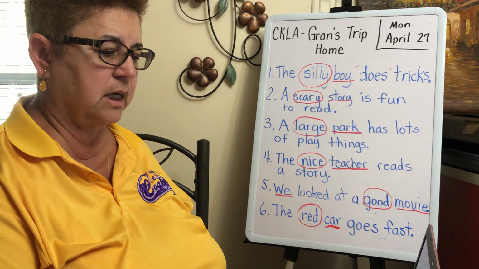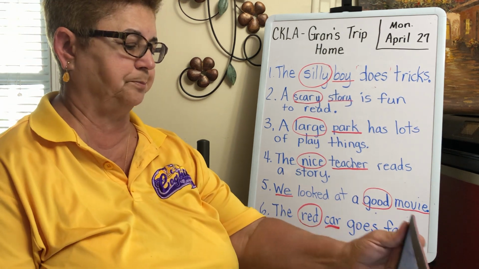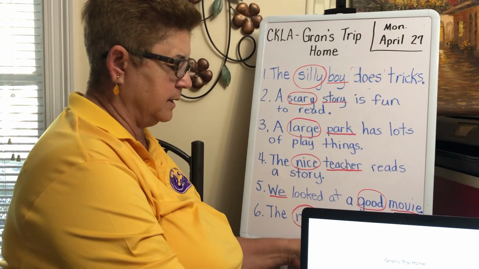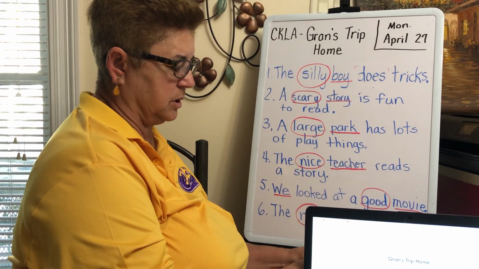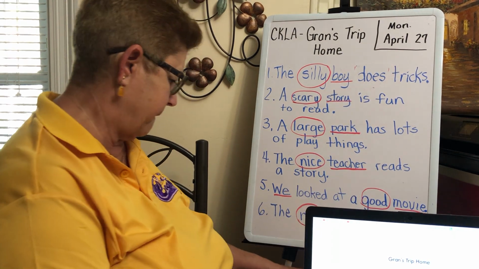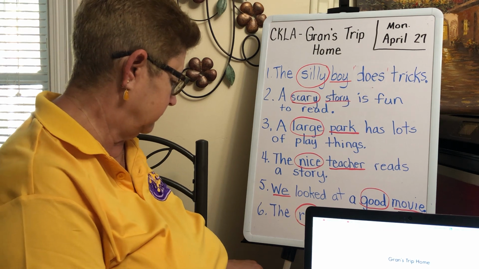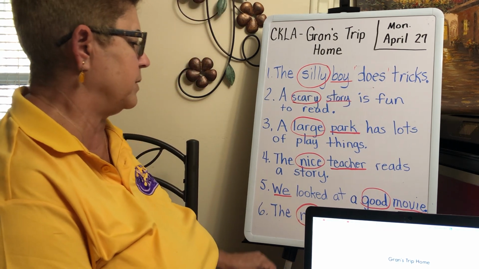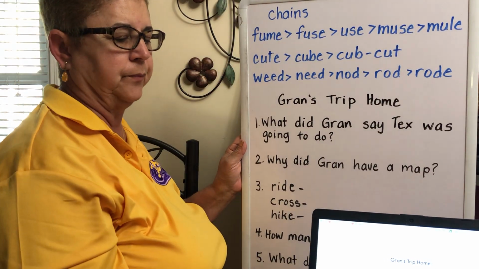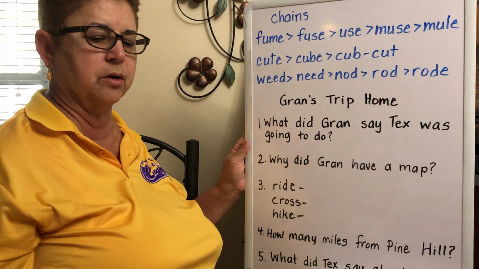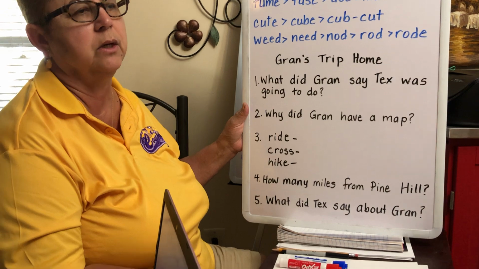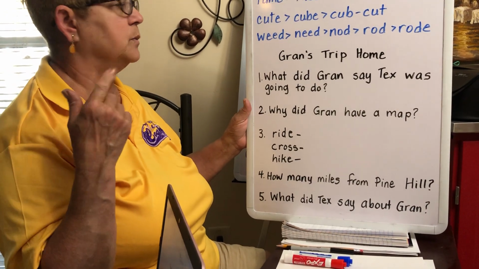So our story today is Gran's Trip Home. Before we do that, we want to read our questions. So our questions for the story, so that while we're reading, remember this is part of our unravel. We want to know the questions ahead of time so that when we are reading our story, we're going to hear those answers as we're reading.